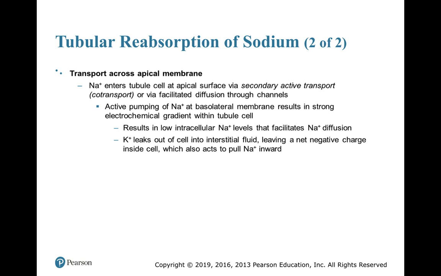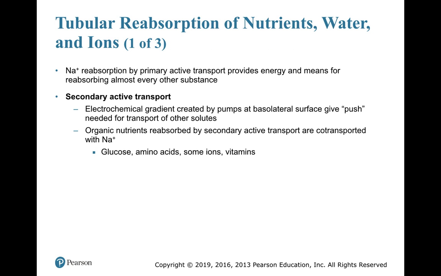So we actively pump the sodium at the basolateral membrane that results in a strong electrochemical gradient within the tubule cell. That results in a low intracellular sodium level and facilitates sodium diffusion and sets up a sodium gradient. Potassium leaks out of the cell into the interstitial fluid, leaving a net negative charge inside the cell. That also helps to pull the positively charged sodium inward. Sodium reabsorption by primary active transport will provide energy and a means for reabsorbing almost every other substance. So those would be called secondary active transports.